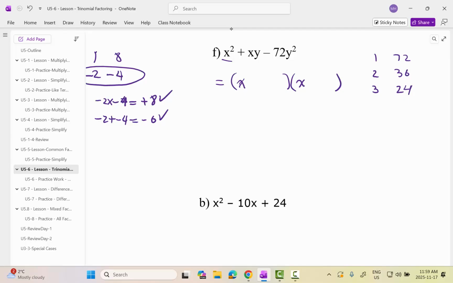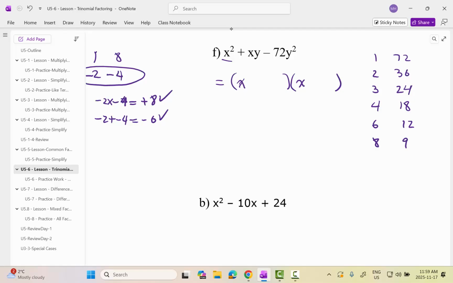What else? Does 4 work? Oh man, there are too many that work. 4 and 18. 5? No. 6? Yes, 6 works too. So 6 and 12. 7? No. 8? Yes. 8 and 9? Okay. Oh man, that's too much work.